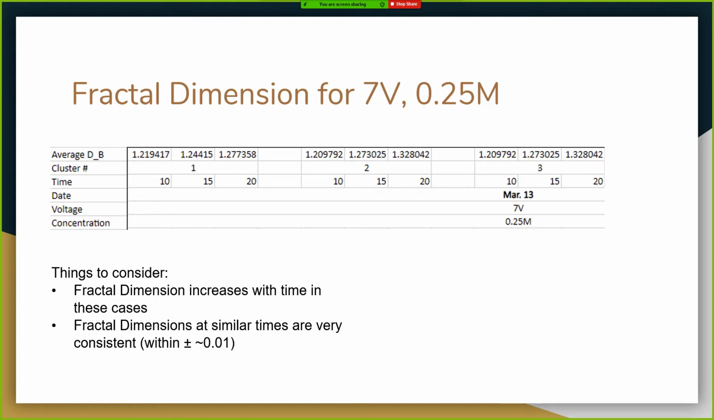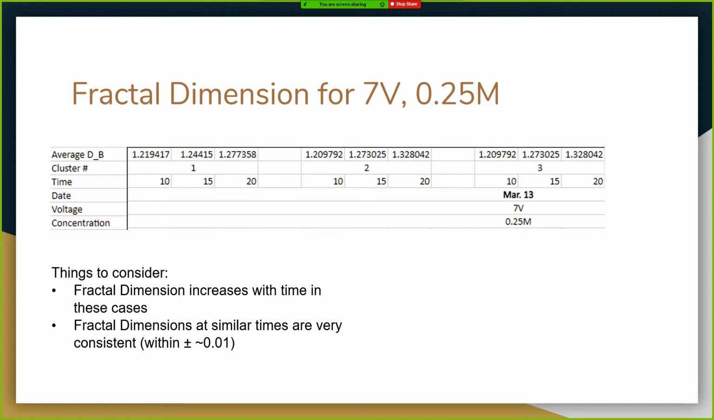So a couple of interesting things we can see about this. The fractal dimension is increasing with time independently for cluster 1, 2, and 3 every time. And that makes sense. If you think about it, the cluster is becoming more complex as time goes on. And it makes sense for sure with such a small amount of time. Like the cluster isn't reaching a really big size.